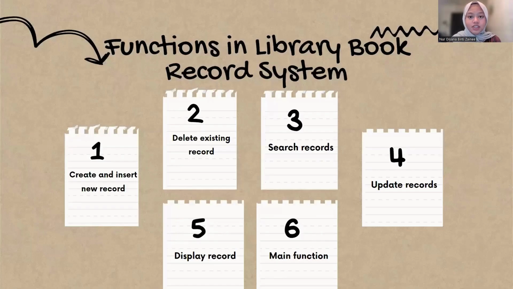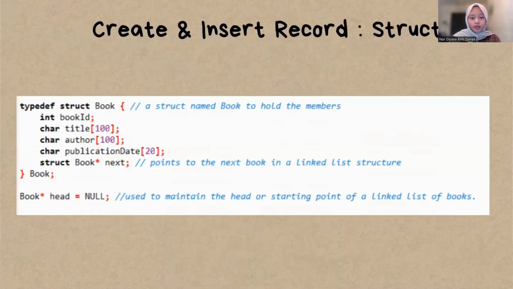There are 6 functions in this Library Book Record System. The first one is to create and insert a new record. The second one is to delete an existing record, then save record, update records, display record, and the last one is the main function. For this, I will explain about create and insert record.